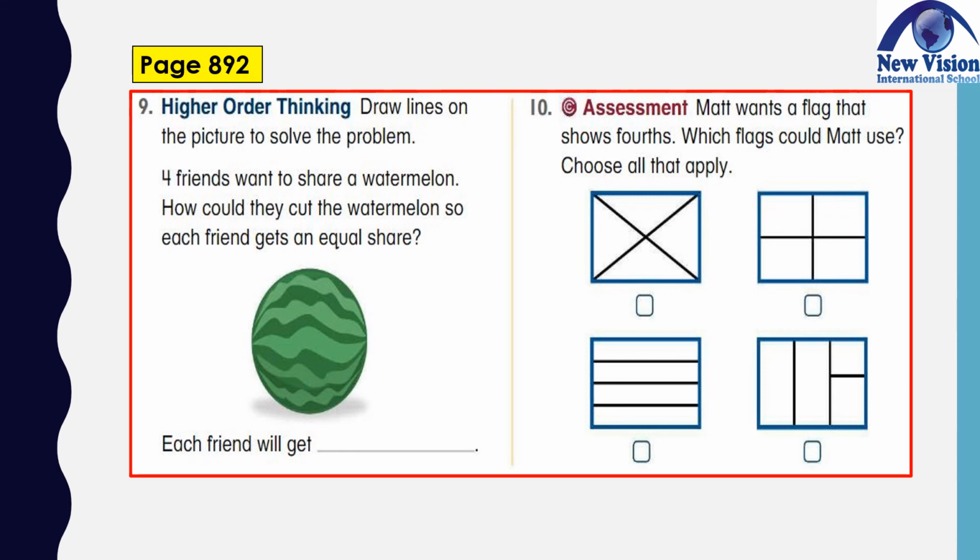Number 9. Draw lines on the picture to solve the problem. 4 friends want to share a watermelon. How could they cut the watermelon so each friend gets an equal share? Sample answer. So each friend will get a fourth. Number 10. Matt wants a flag that shows fourths. Which flags could Matt use? Choose all that apply.